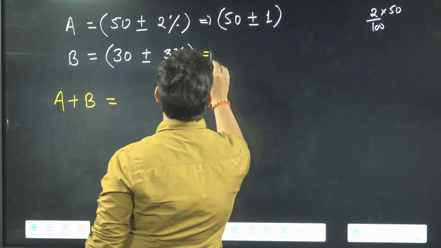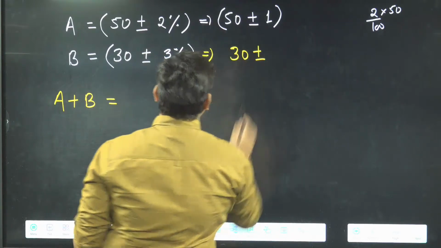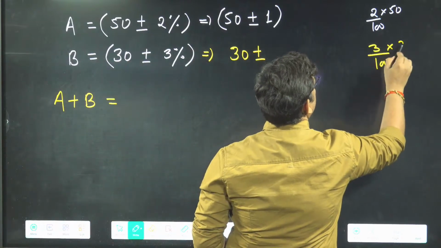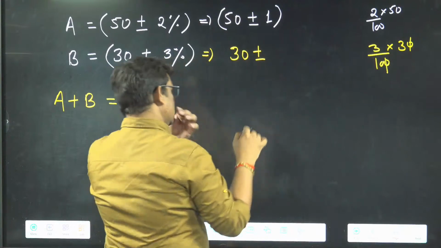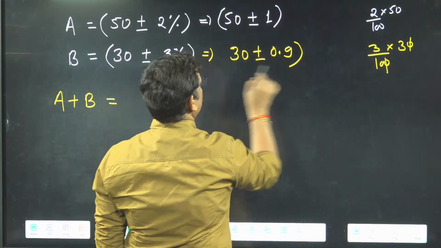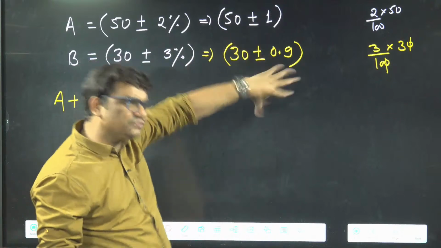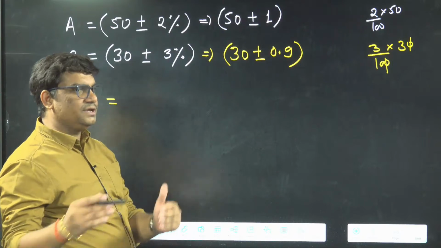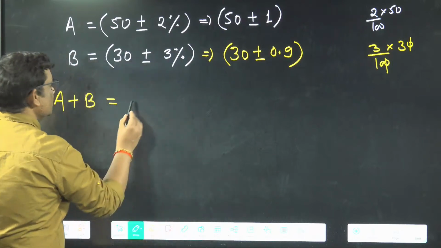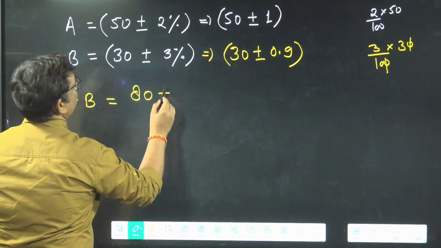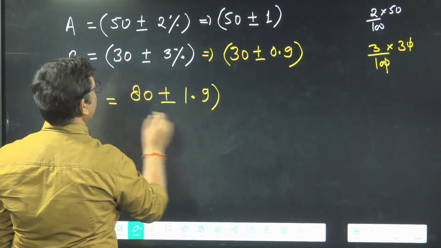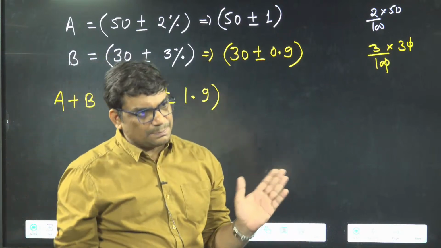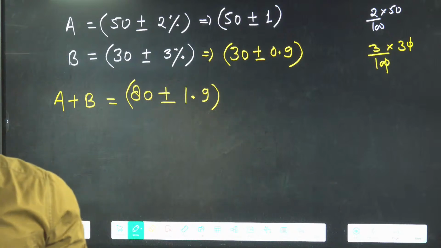And here this one is 30 plus minus 3% of 30. 3% of 30 we can write 3 by 100 into 30, and the 10s cancel. So this is 9 by 10, 0.9. Once you convert to the absolute format, so we got it. Yes, Samita got the answer, Priyanka got the answer, so many people got the answer here. So the answer becomes 80 plus minus 1.9. Clear this?